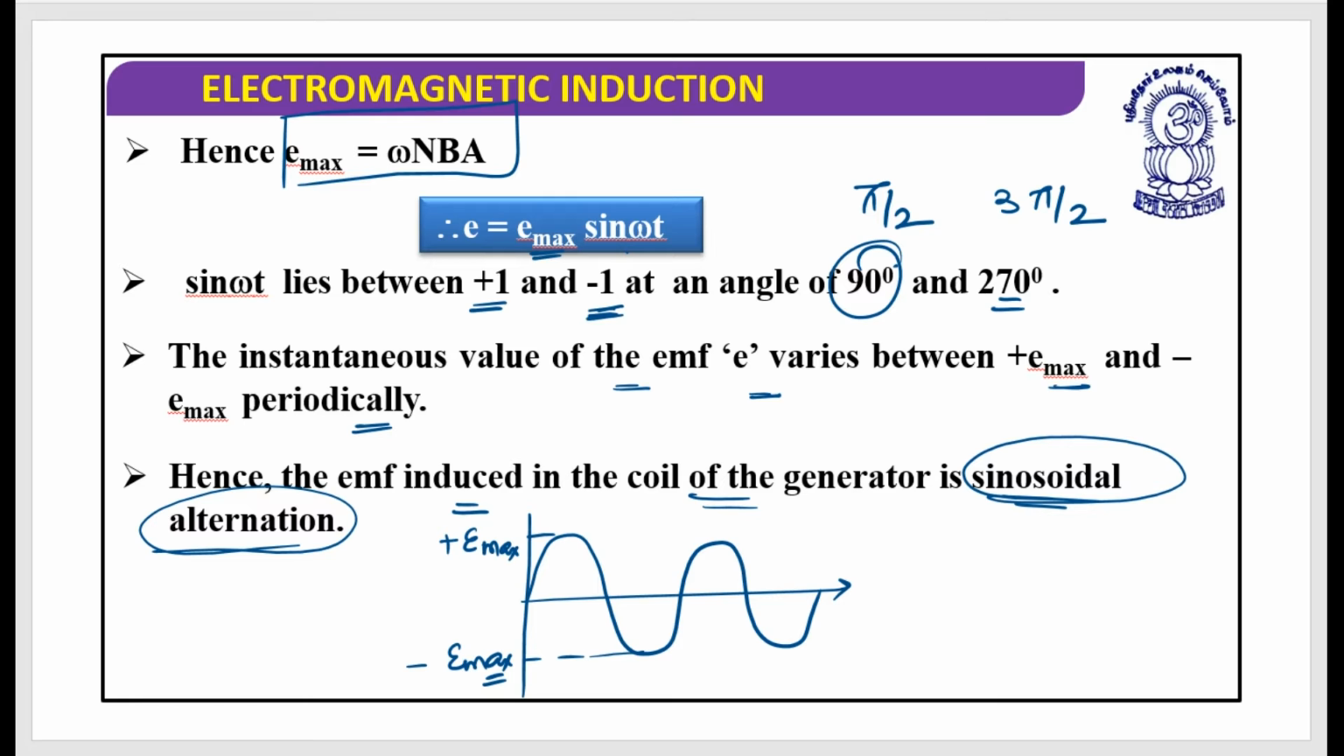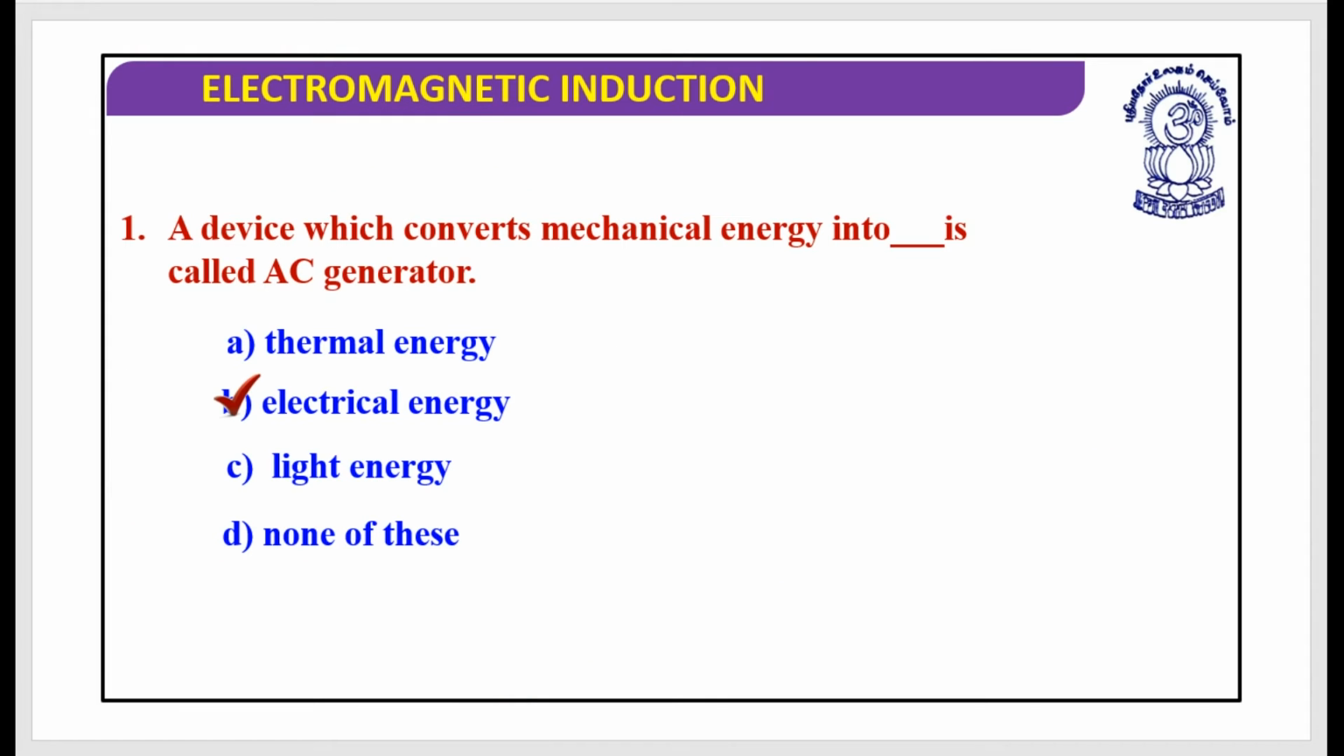The requirement of our generator is to convert mechanical energy to electrical energy. When this sinusoidal EMF is developed, we can say that we have a system that can convert mechanical energy to electrical energy. Is it clear? Do you have any doubts? No? Great. Let's find out the quick questions.